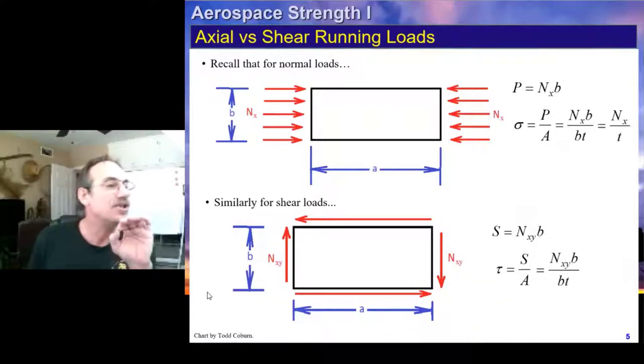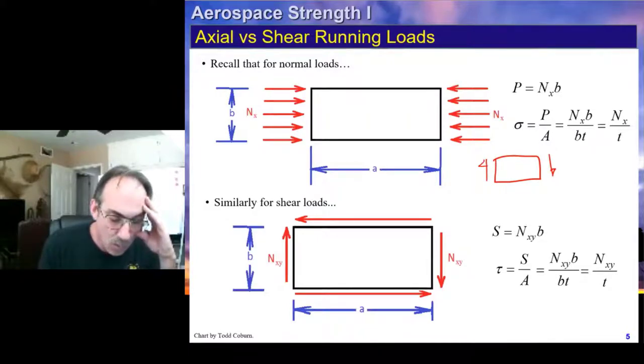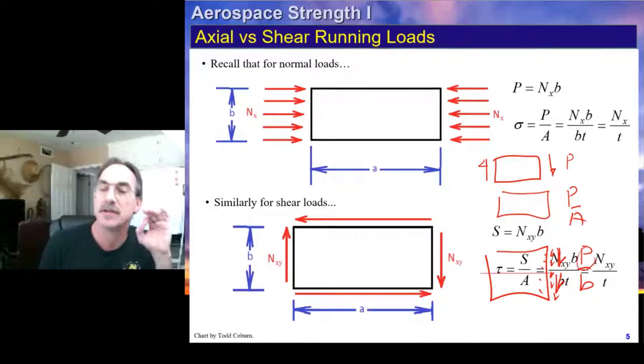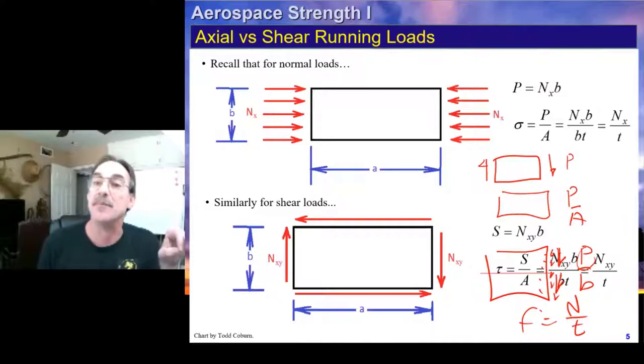If we apply a force, let's say we have a little member like this, and we apply a force here, it's going to be reacted here. And if this is a continuous piece, this force is going to cause a stress P over A. Or we can talk about the running load P over B. That is the pounds per inch. You'll notice that this is 10 inches. For every inch, we have that many pounds per inch. You see that? See how that works? What's the shear stress? It's just the N over the T. We divide by the other dimension.